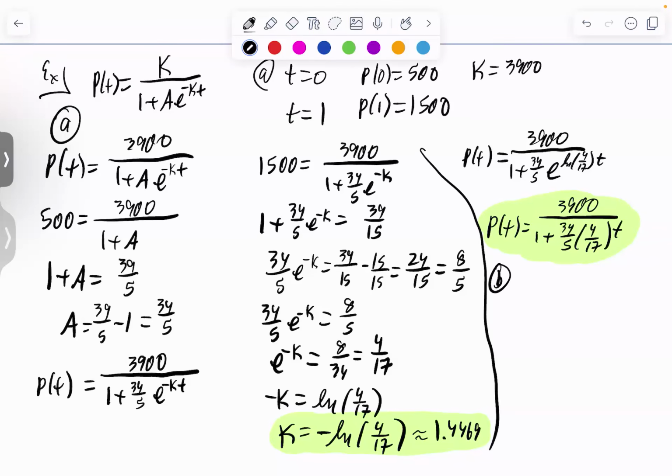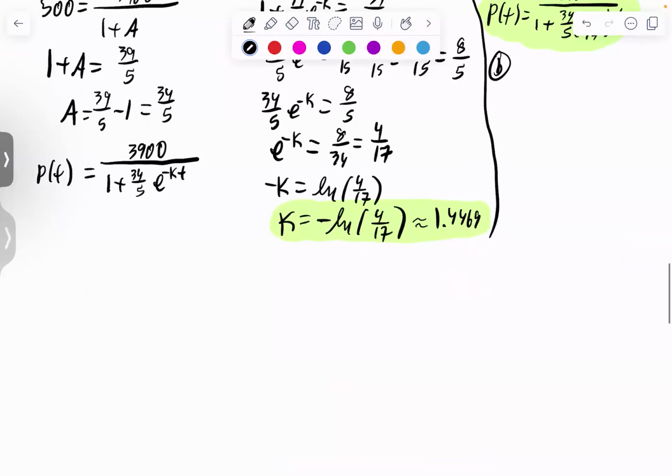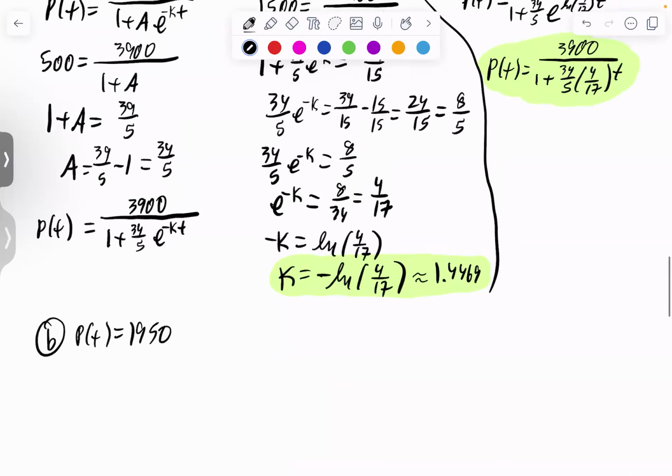Part B says, how long will it take to increase to 1,950, half of the carrying capacity? All right, I'm actually going to do part B down here, put more room. So it says P of t equals 1950. So I'm going to go to my formula up there. So 1950 equals 3,900 over 1 plus 34 over 5, 4 over 17 to the t power.